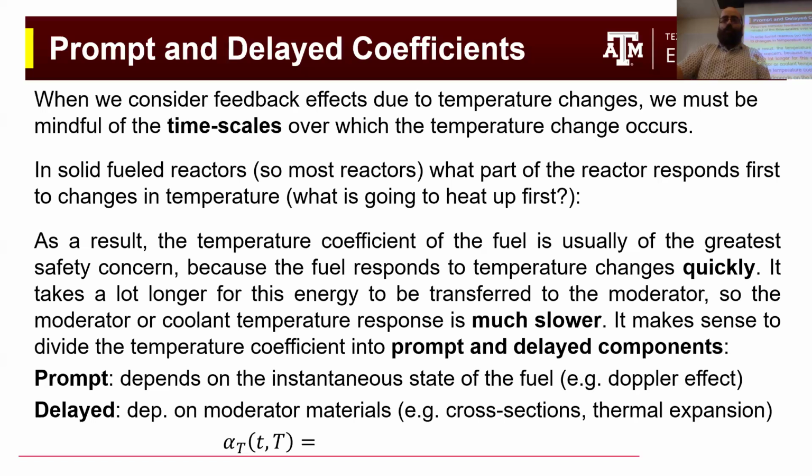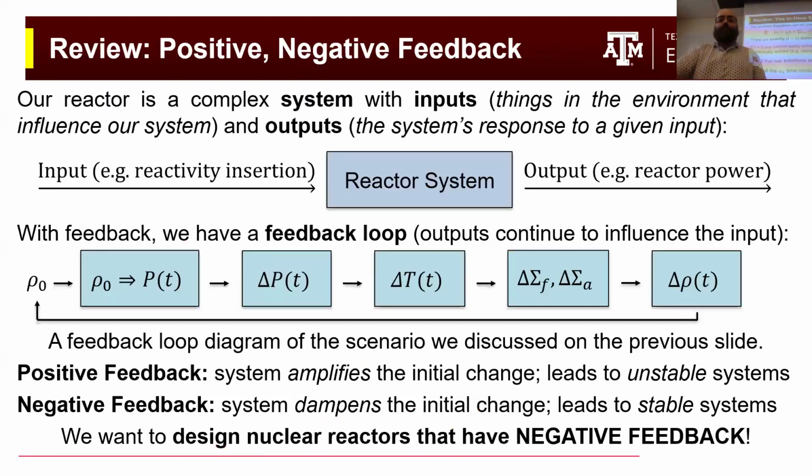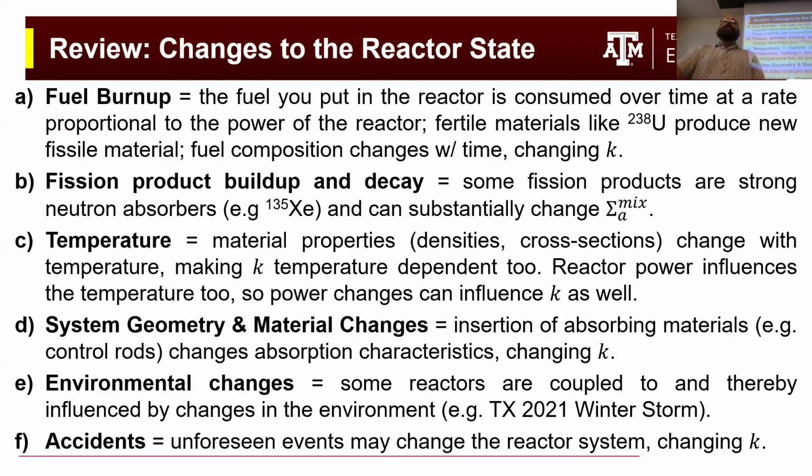So in terms of these effects, one of the things we want to be aware of is that when some transient occurs in our reactor, there are some very fast responses that happen almost instantly when the temperature changes. And there are other effects that happen over slower, longer periods of time. So whenever I was talking about different changes to the reactor state in the earlier slide, we want to be aware of these changes.